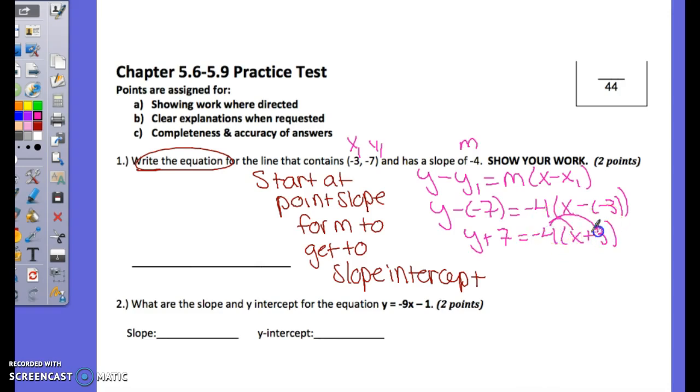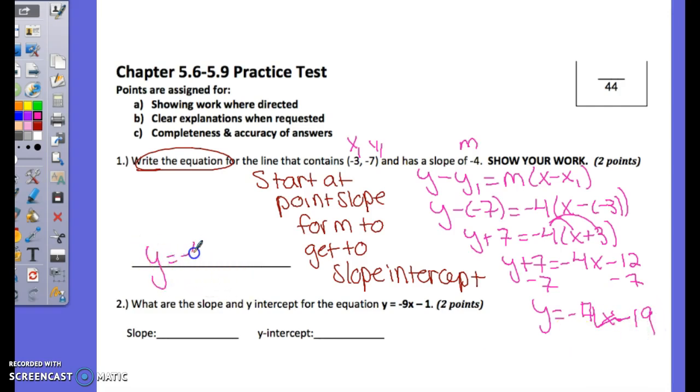Then distribute your negative 4. So you get y plus 7 equals negative 4x. Negative 4 times a positive 3 is a negative 12. Subtract 7 from both sides. You get y equals negative 4x minus 19. So your final answer for your equation is y equals negative 4x minus 19. You used your point slope form to get to slope intercept form. We know our slope is negative 4 and our y-intercept is negative 19.